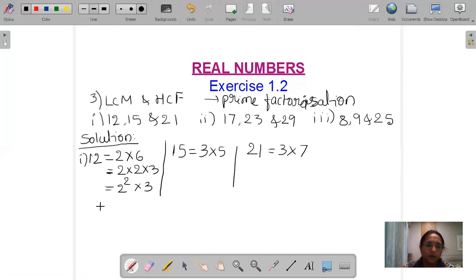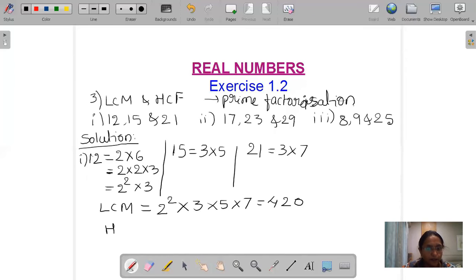Okay, so LCM is equal to the highest power. So this is 2 square, 2 square we have to take. Then 3 is there, here 5 is there, and 7. Okay. It is 2 square into 3 into 5 into 7 is equal to, what is LCM? It is 420.